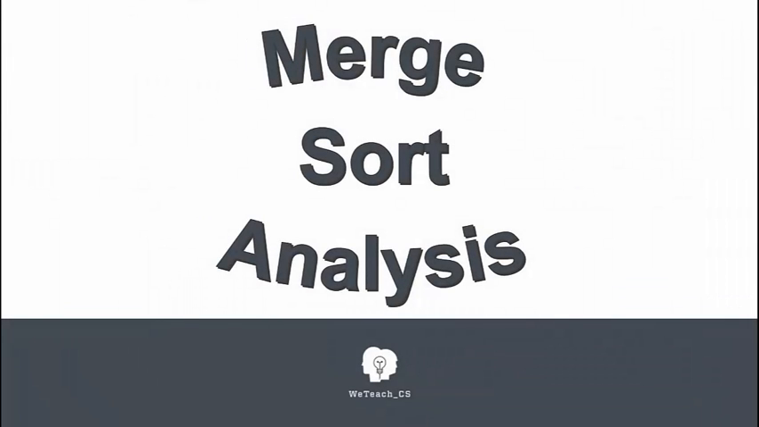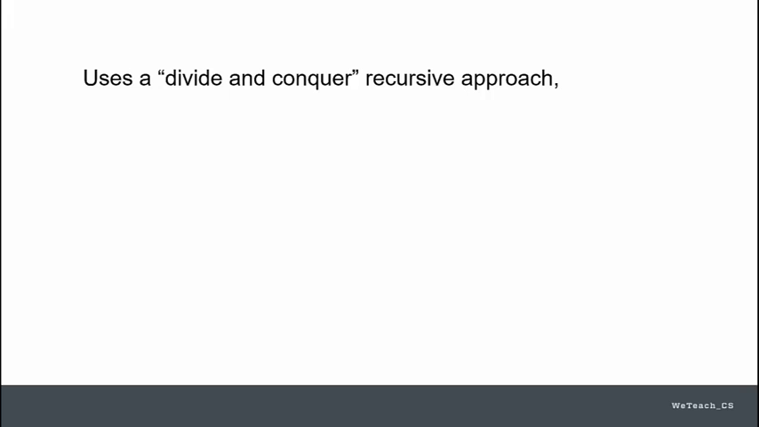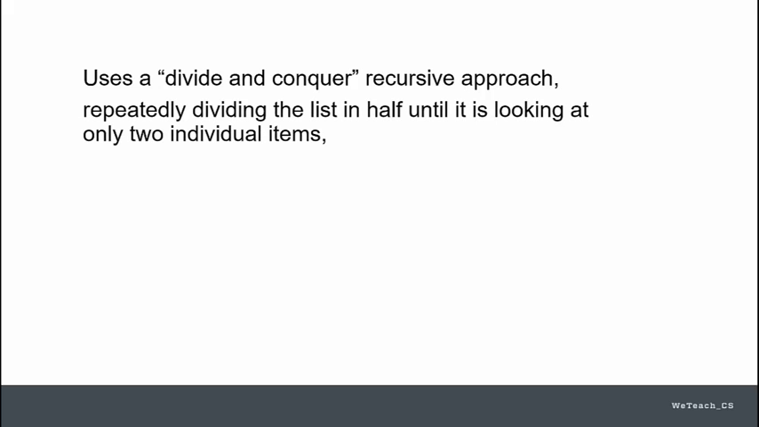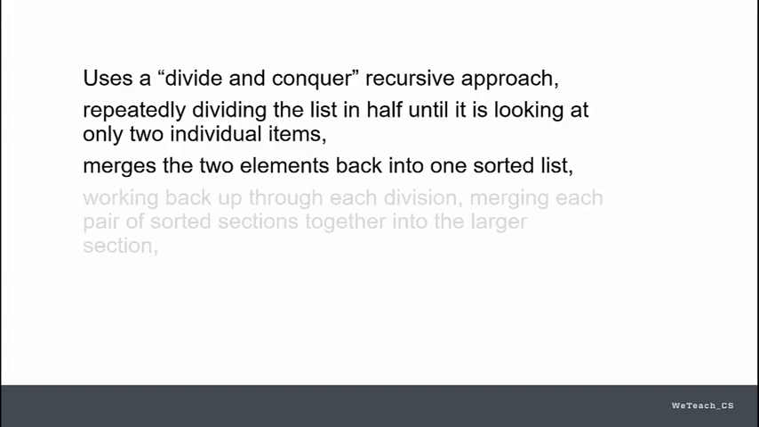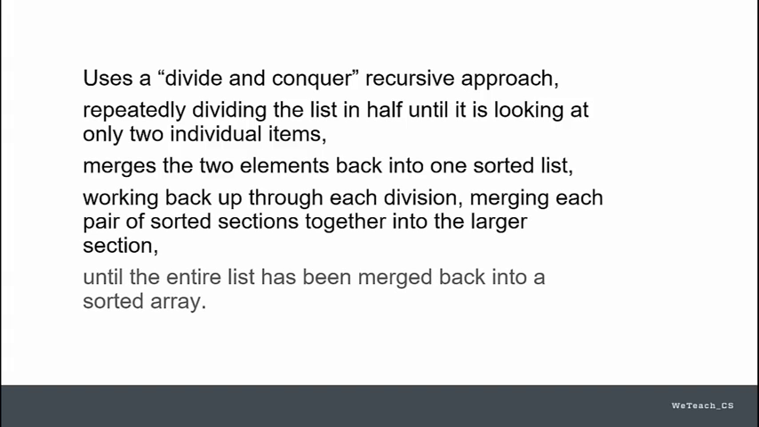Let's analyze the merge sort process. It uses the divide and conquer and a recursive approach to do this, repeatedly dividing in half, in half, in half, until we're just looking at two individual items, and then it starts merging them back into one list. And finally, we have a sorted array for the entire list.